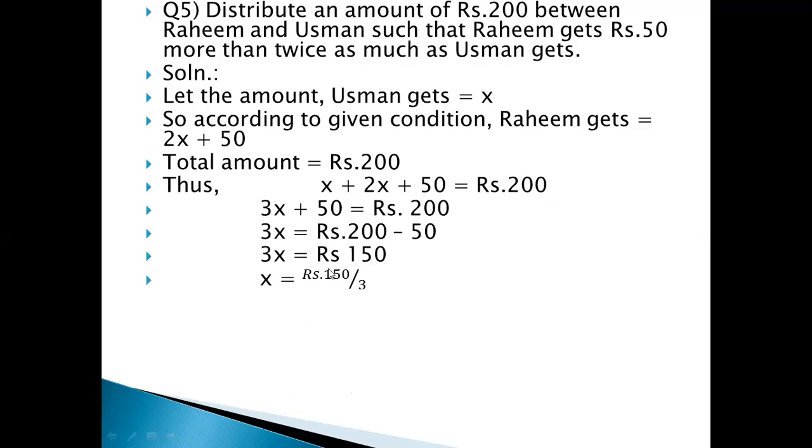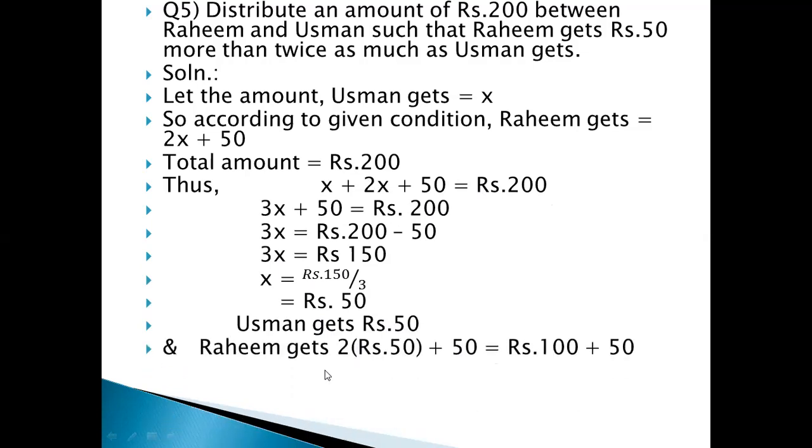So 3 5s are 15. So x is equal to 50 rupees. So it means that Usman gets 50 rupees and Rahim gets 2 times the x value 50, plus 50. So 2 into 50, 100. 100 plus 50, 150 rupees.